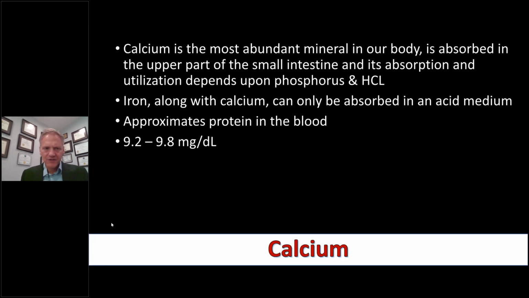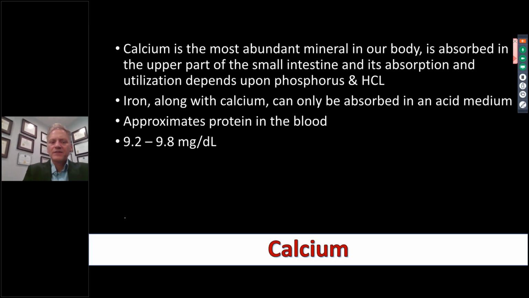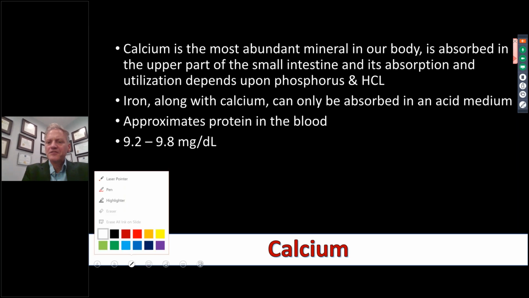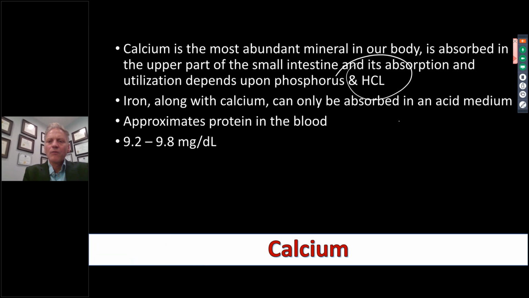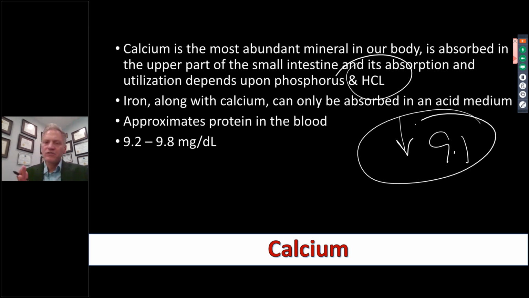Okay, so let's talk about some calcium patterns here. Calcium is the most abundant mineral in the body. It's absorbed in the upper part of the small intestine, and absorption and utilization depends on phosphorus and guess what? HCl. So one of the things that we can see is when calcium drifts down, to me, once it gets down to 9.2, 9.1, we're already starting to think about the possibility of low hydrochloric acid. Keep in mind, we always look at patterns.